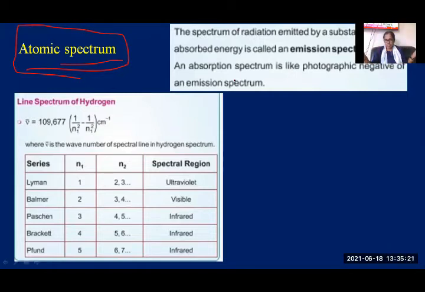No complications there because there is only one electron and one proton. There is no neutron. So interference is also very less because there is only one electron. So hydrogen is studied very deeply, and the spectrum obtained is called the line spectrum of hydrogen.